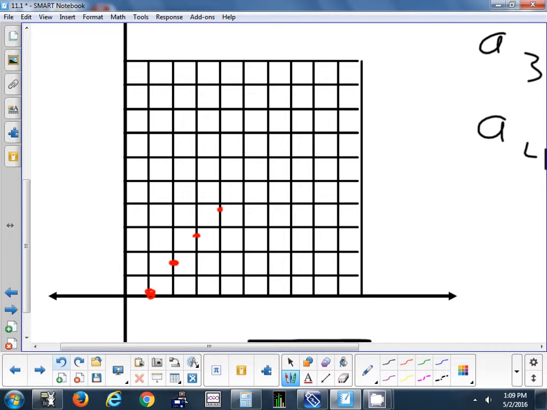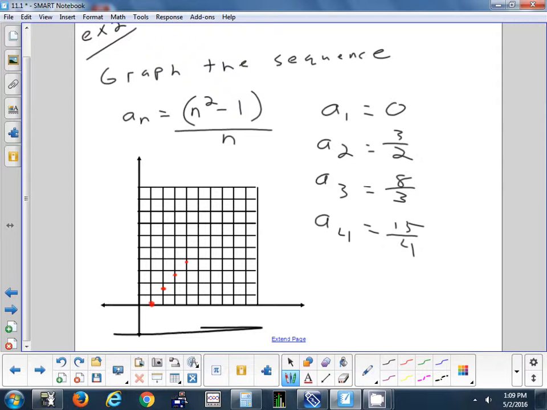Okay. Any questions on that? So that's it. That's how you graph a sequence. Just don't connect it, okay? Because there's nothing in between the dots.